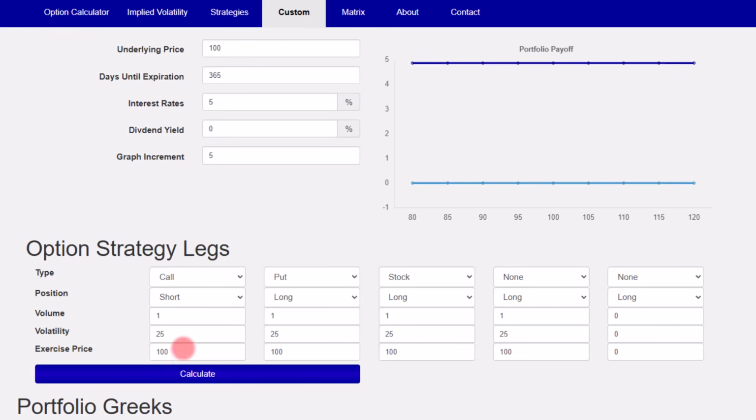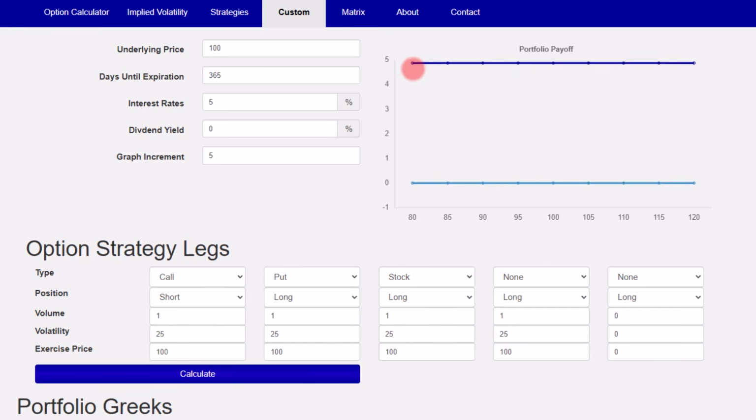So I'm going to, for the first example, make the call and the put 100 because that matches the stock price. Remember, it does not have to, but for starters, we're going to do that. And if we choose calculate, there's our 476. Tells us the portfolio payoff. You can see it lining up just under 5. So that's going to be $4.76.